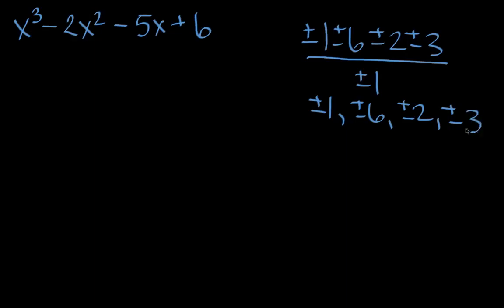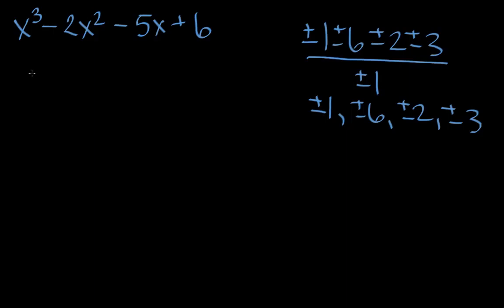Then we're going to start plugging some of these numbers into our equation to see if one of them will give us a 0. A good one to start with would be 1 or negative 1, because they're a bit easier to handle than the larger numbers, and a lot of times they will give you a 0. So we'll start with the positive 1.